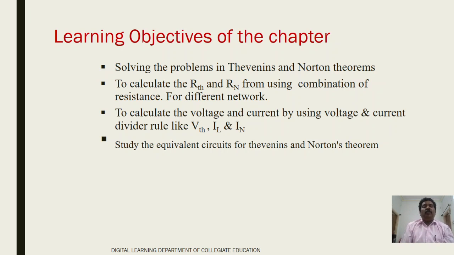So the main objective of this chapter is solving the problems in Thevenin's and Norton's theorem. To solve Thevenin's and Norton's theorem, we are going to calculate VTH, RTH, IN, RN with different networks. And also after solving the different parameters, we are going to put the equivalent circuits, and finally we are going to calculate the load voltages and load currents for different theorems.